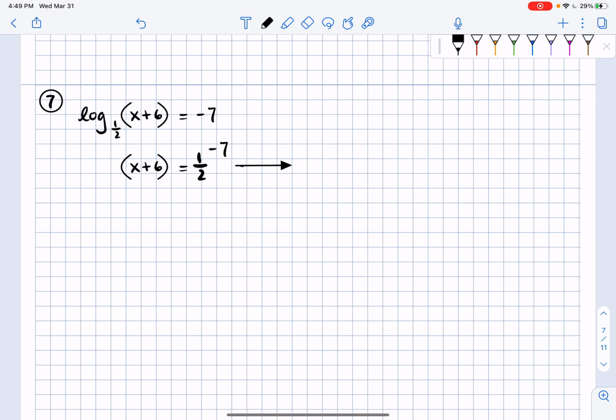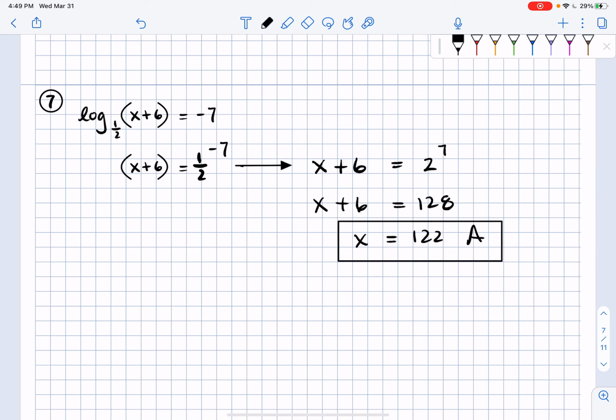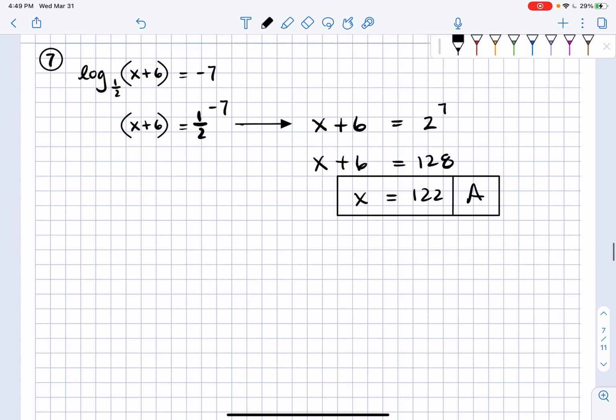There we go. All right, so I got x plus 6 is equal to 2 to the 7th, because the -7 would flip that 1/2 to be a 2 over 1, which is 2 to the 7th power. What is 2 to the 7th power? That'd be 128. So I got x plus 6 is equal to 128. So therefore x is going to equal 122, which is choice A. Boom. Right there. Okay. There we go. 8.